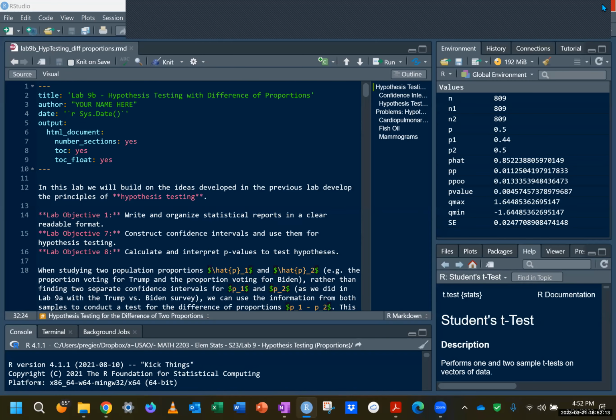Hello. In this video, we're going to cover how to do hypothesis testing for difference of proportions. So this covers the exact same procedures in Lab 9A, except instead of looking at one proportion, we're looking at two. So here's the picture of what's going on.